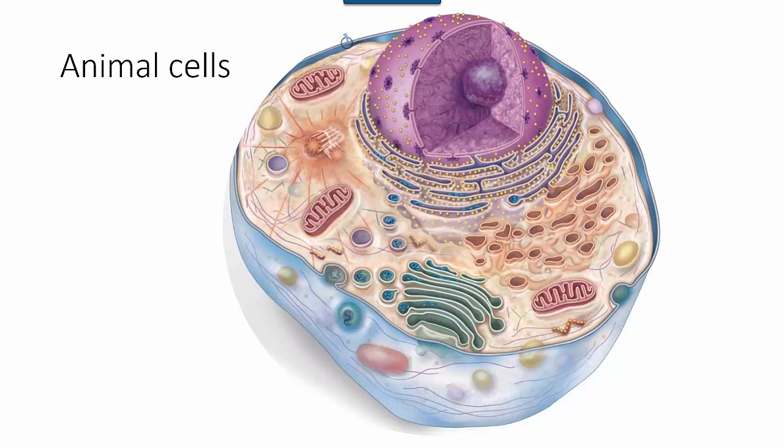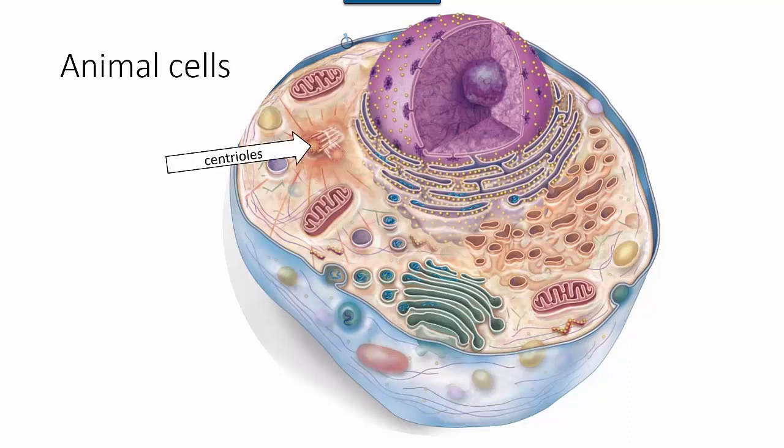The outer covering of an animal cell is the thin plasma membrane. It encloses the cytoplasm and its contents. The nucleus is structurally similar to that of a plant cell, with a nucleolus, nuclear membrane, nuclear pores, and chromatin. You'll also find the rough ER, smooth ER, Golgi body, and mitochondria. In addition to these structures, there are a few we haven't seen before.